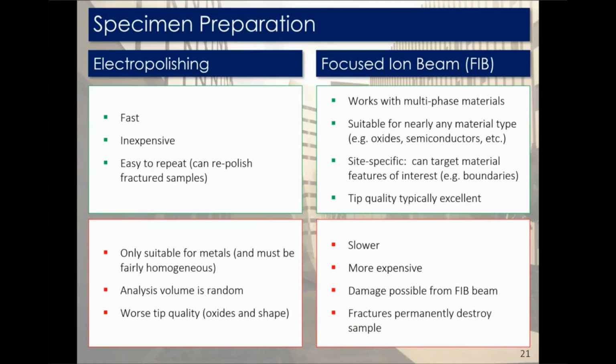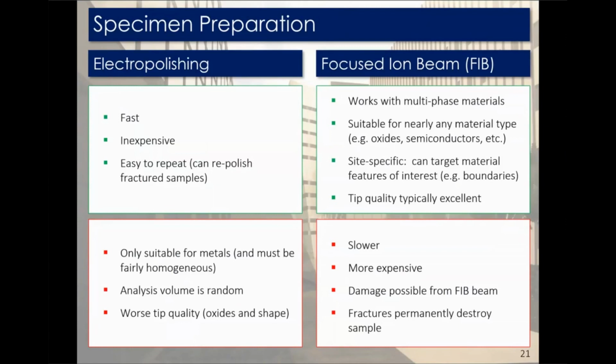Then the other huge advantage of the FIB is that it can give you site-specific work. So you can target material features of interest throughout your microstructure. Whereas with electropolishing, you're ending up with essentially a random sampling of your material, since with electropolishing we can't even really see the tip that we make. But with the FIB, you basically have the choice, first off, in where you take your lift-out.